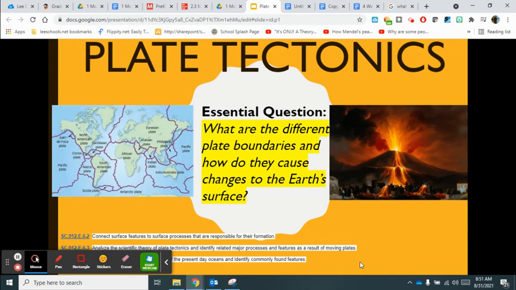Plate tectonics. This is going to go along with the worksheet, and you are going to write the stuff that is highlighted in yellow. So our essential question is, what are the different plate boundaries and how do they cause changes to the Earth's surface?